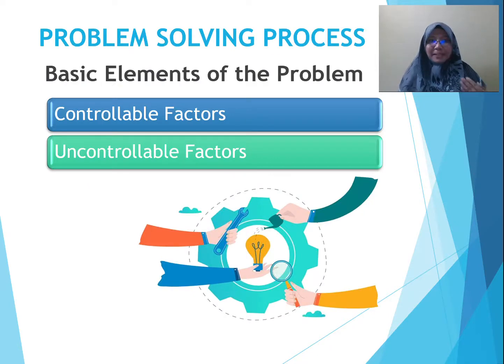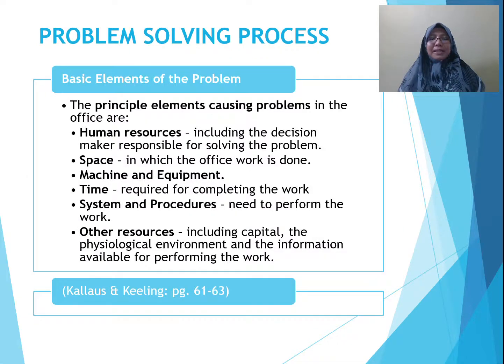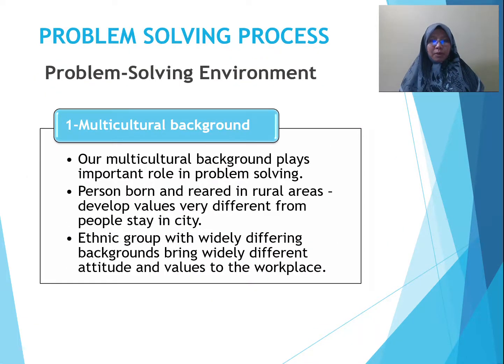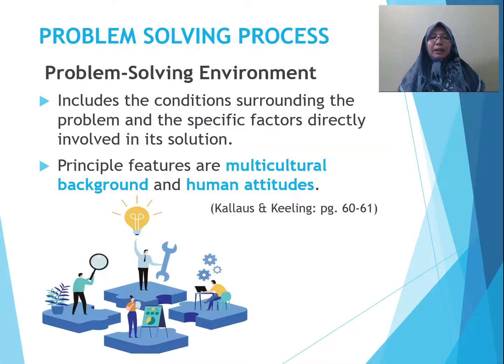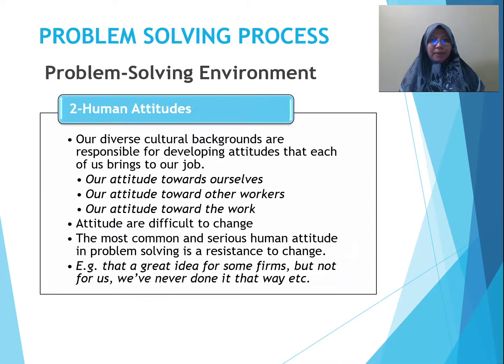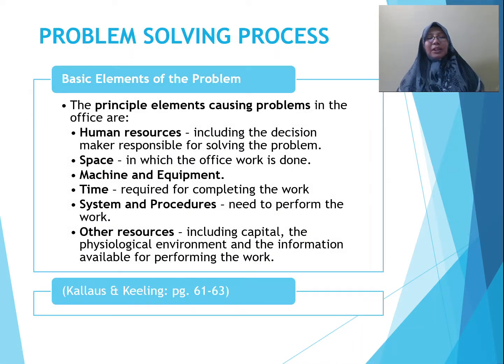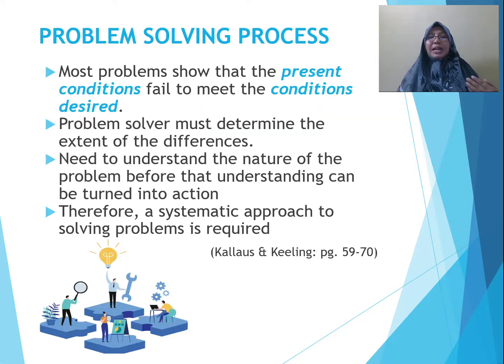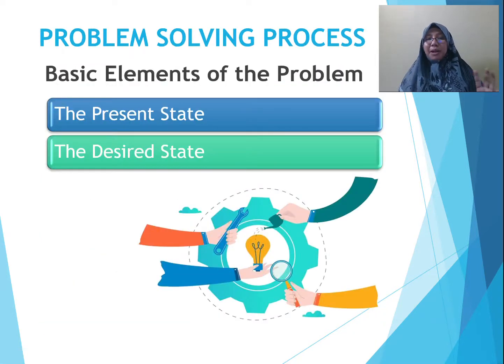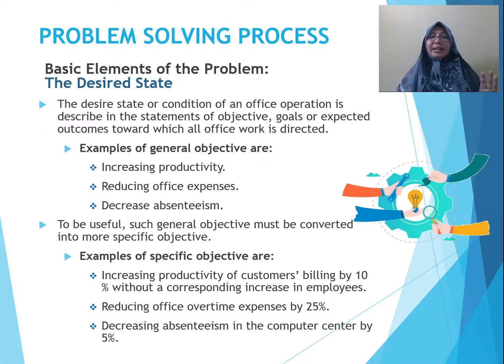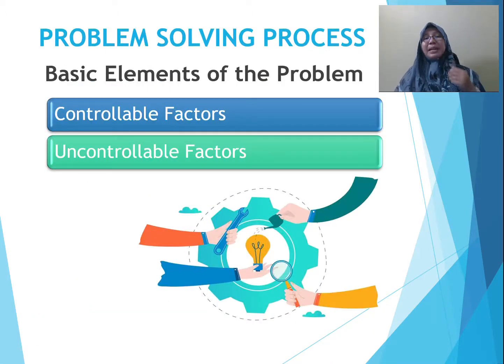Okay, the next basic elements. The first basic element is the principal element causing the problem. The second basic element you need to know is the present state and desired state. The next basic element of the problem is the controllable factors. What are the factors that we can control? And the second one is uncontrollable factors. What are the factors that cannot be controlled by us?